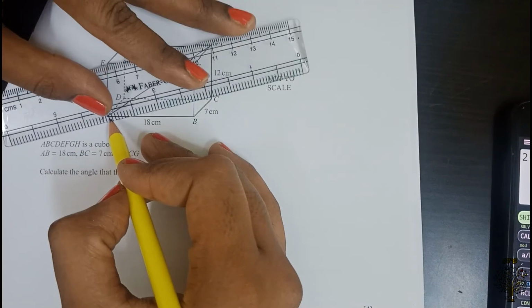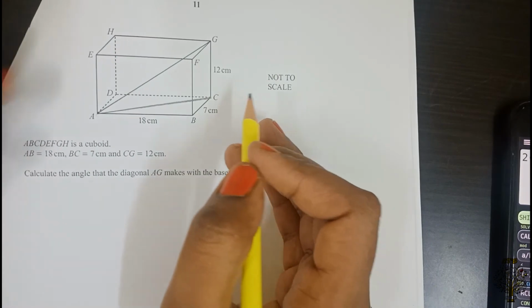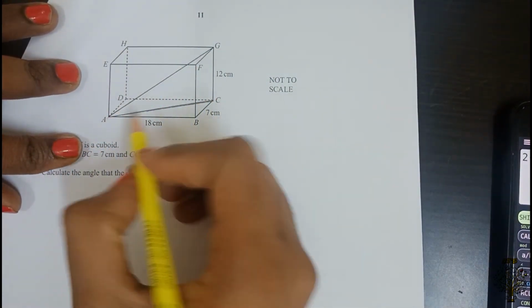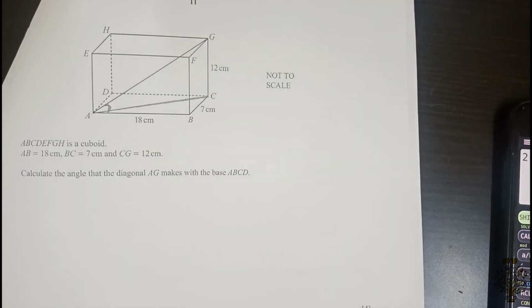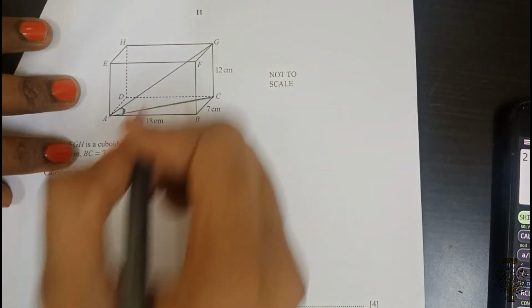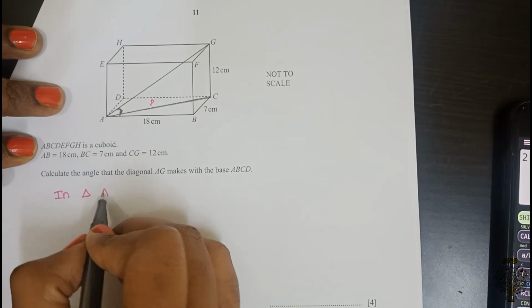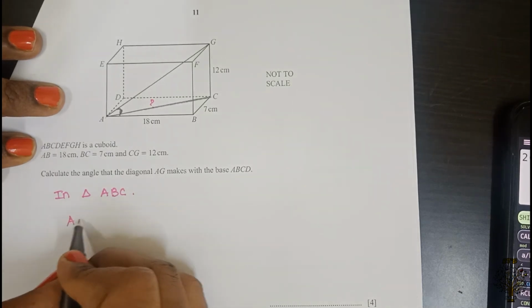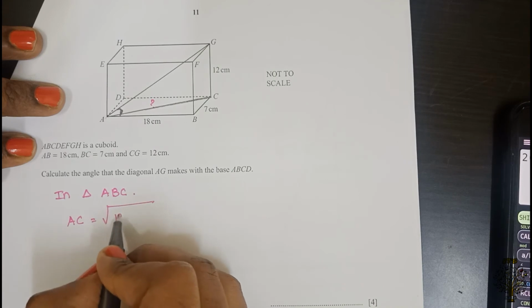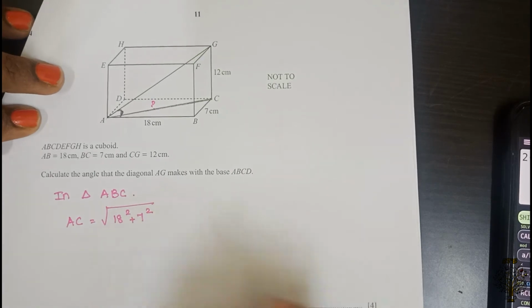What I'm going to do is I'm going to join AC here. Angle made by AG with the base will be same as angle made by AG with AC. So it's enough to find the particular angle. For that, first you find what is AC. We are taking triangle ABC. We are going to find the side. So AC will be equal to square root of 18 square plus 7 square. We are using Pythagoras theorem here.